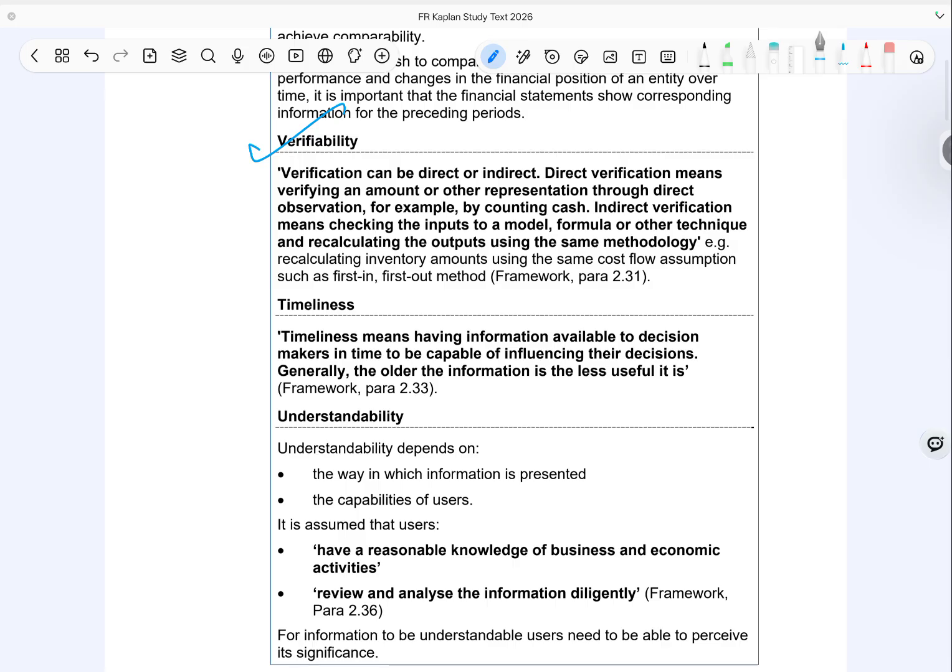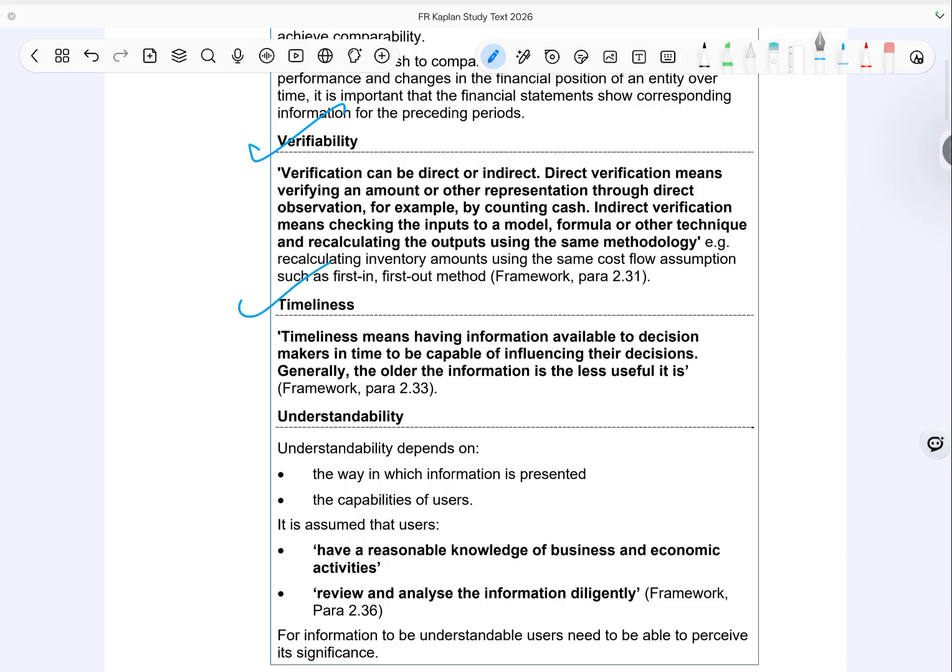Second is indirect verification. Sometimes you can't verify something directly. Instead, you check the calculations. For example, you verify inventory by checking the formula used and recalculating the value using the same method, such as FIFO. So remember, direct verification is about observing it directly, and indirect is about recalculating it.